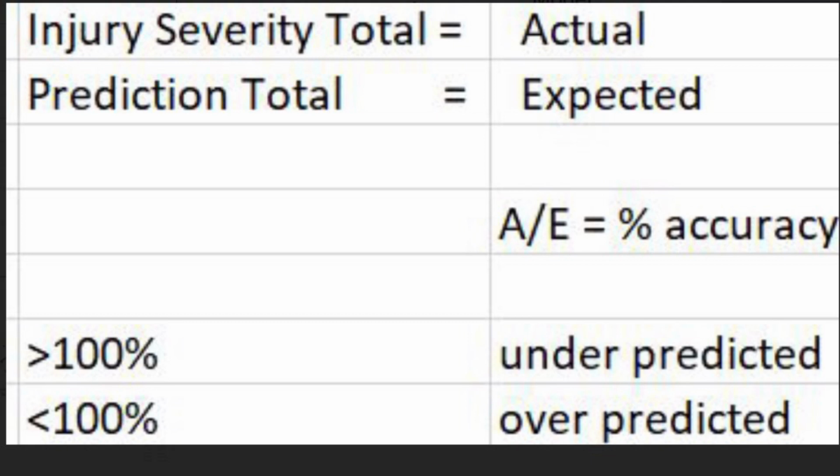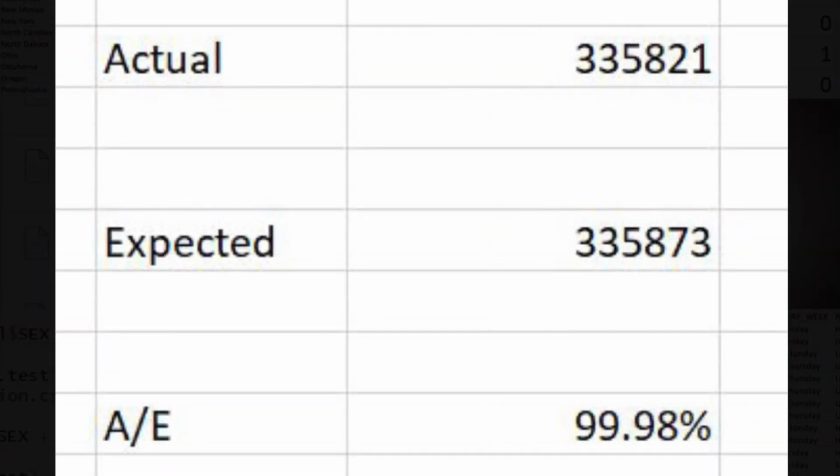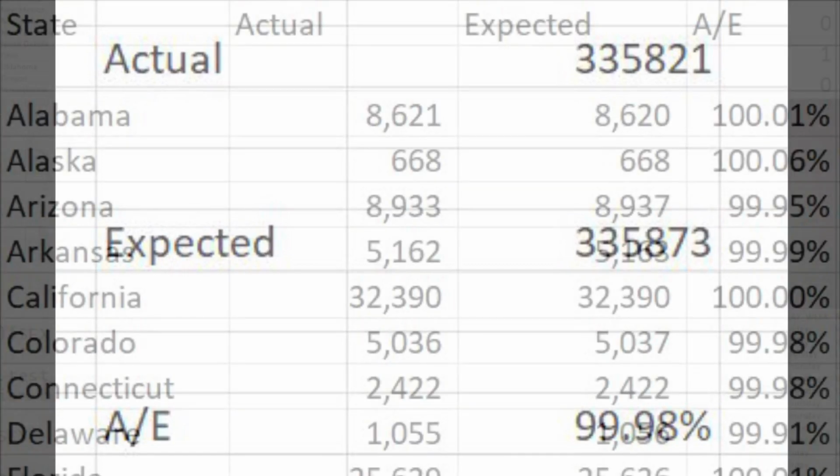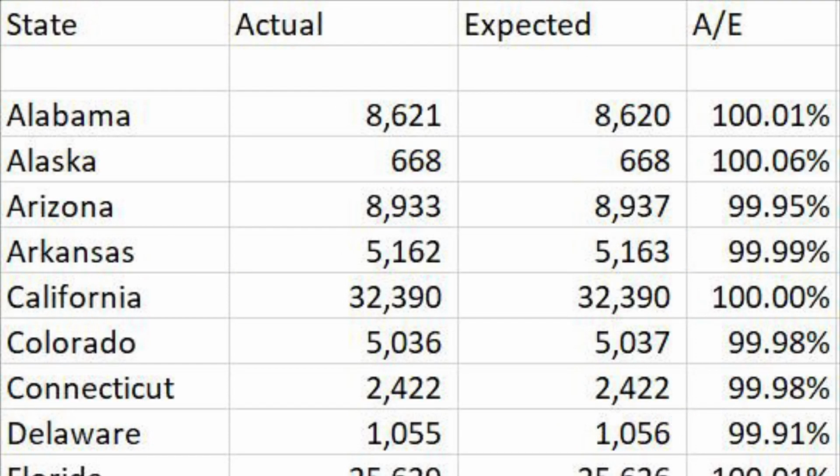In our model, the actual number of deaths was 335,821, while expected was 335,873, giving us an actual over expected ratio of 99.98%. This means our model was 99.98% accurate in correctly predicting whether an accident will have a fatality or not. We then did this over for each specific variable.